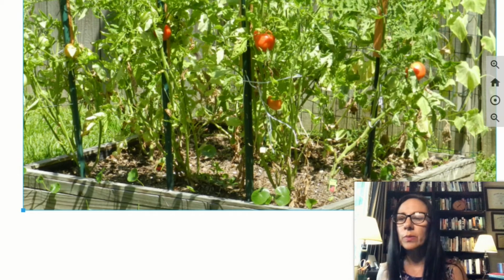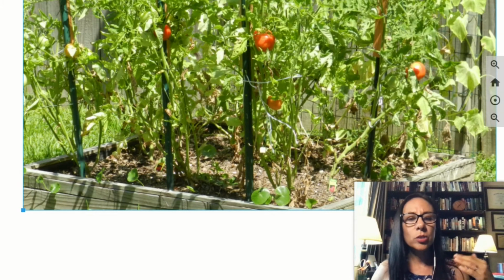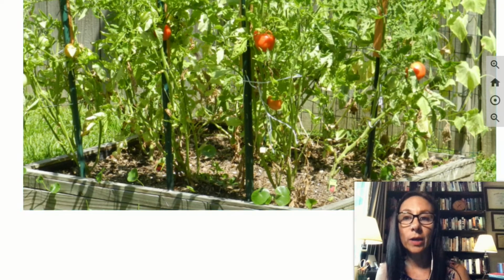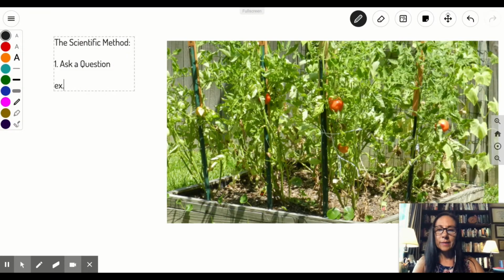Let's say the rest of the plants made like 2 or 3 and one made like 20. And I started to wonder, I wonder why that one tomato plant made so many tomatoes. So that would be a question that I could actually answer using the scientific method. So my example will be, why does one tomato plant make more tomatoes than the other plants?